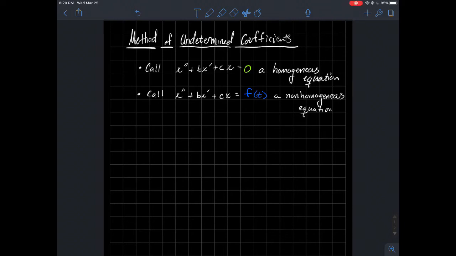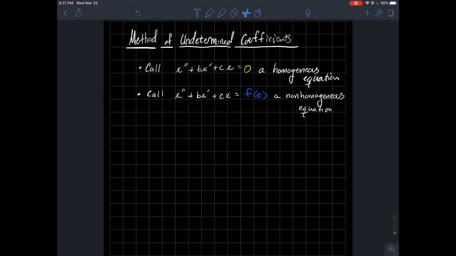This is a short video about the method of undetermined coefficients for non-homogeneous second-order differential equations. So just some terminology here. The first bullet point you see, x double prime plus bx prime plus cx equals 0, we're going to call that a homogeneous equation, and I highlighted 0 on the right side there. So whenever you see 0 on the right side, that's what we'll call a homogeneous second-order differential equation.